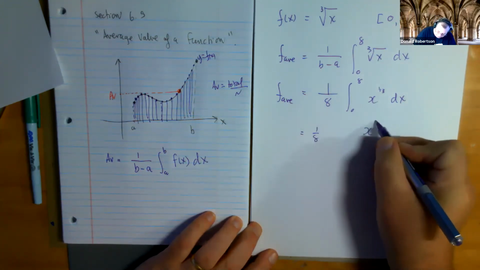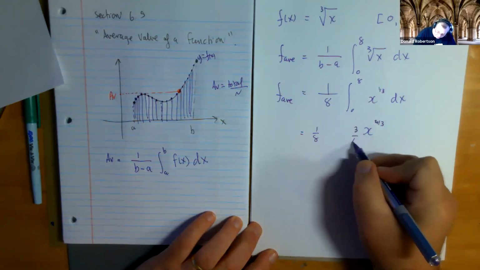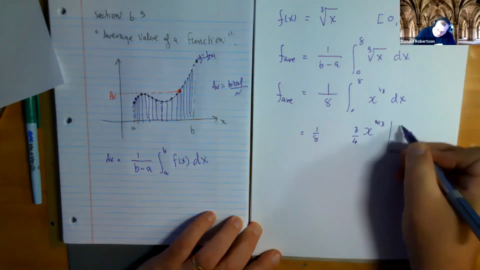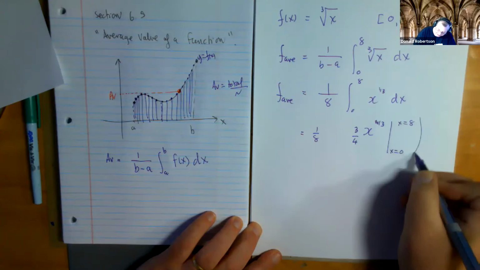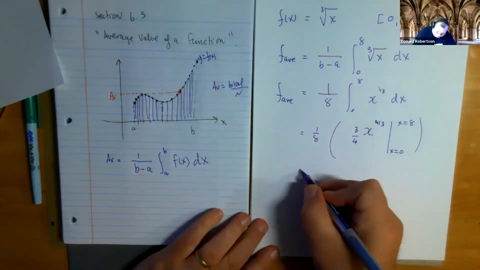Now be careful. Add 1 to the power: 4/3. Divide by the new power: 3/4. Evaluated at x equals 0 to x equals 8. And then remember, this 1/8 is still there, right? The 1 over b minus a is still there.